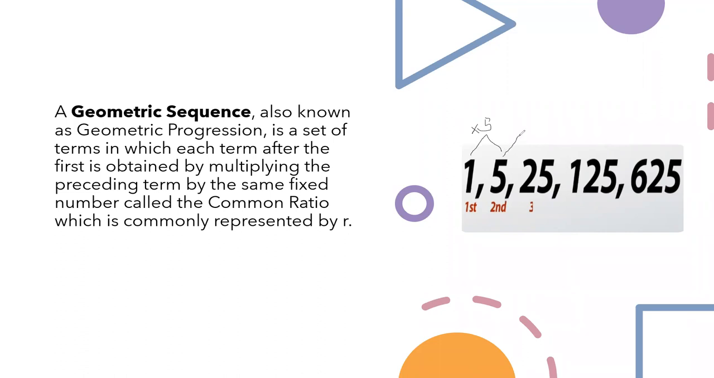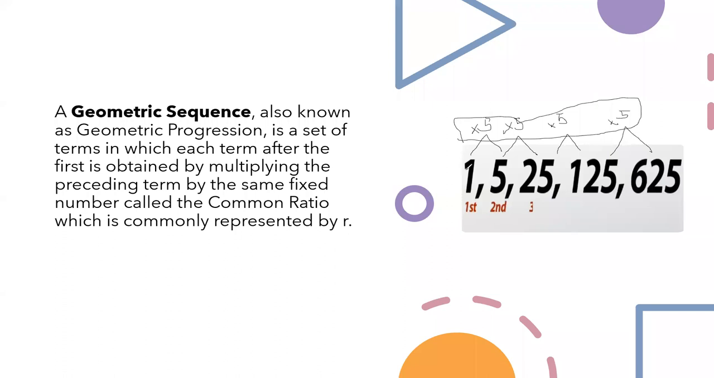Then if this is a geometric progression, it should continue. So times 5, 5 times 5 is 25, that's correct. 25 times 5 is 125. And 125 times 5 is 625. So if we notice, we used a single fixed number. That is what we call the common ratio.